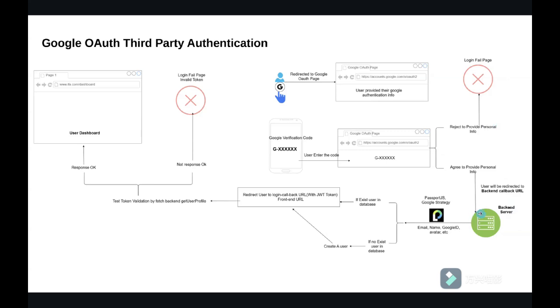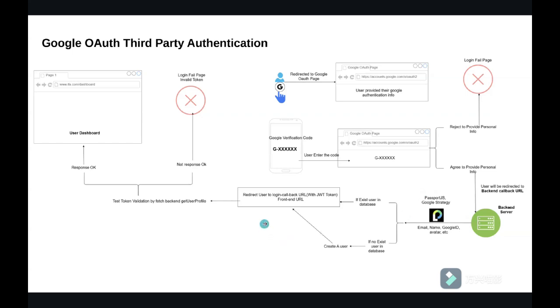So on the backend server, if the user agreed to do so, our server will check if there's an existing user in the database or not. If there's an existing user in the database, the user will be redirected to the login callback URL with the JWT token to the front end. If there's no existing user in the database, the system will create a new user and then redirect to the front end with the token.